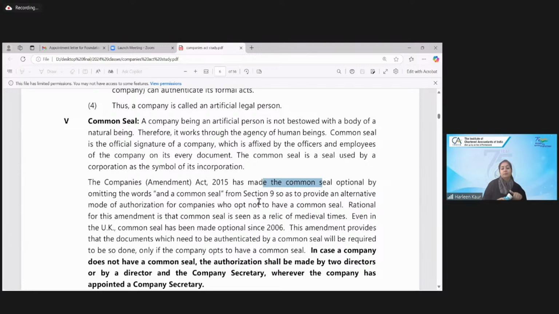Yes, ma'am, or no, ma'am? Is it going to affect the functioning of the company if I'm not having a common seal? No, ma'am, it is not going to affect because it is not mandatory to have a common seal. Wonderful answers. All of you have given the correct answer. So the words 'a common seal' have been omitted, which means now it has become optional to have a common seal.